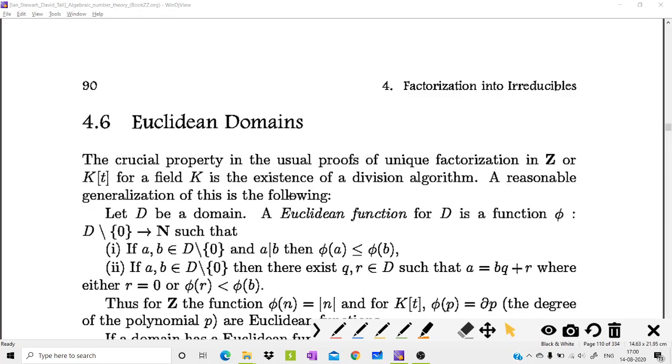This is section 4.5. Next we will discuss section 4.6 in the next class, which deals with the study of Euclidean domains.